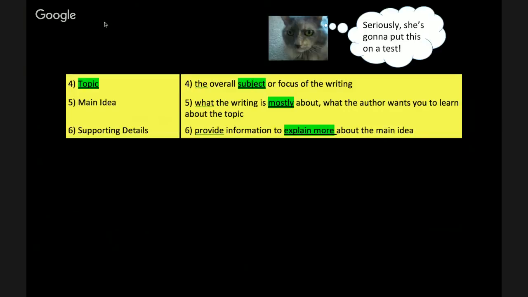You need to be sure and put a big star next to topic and main idea. Those are two different things. One is the subject, and then one is what is it mostly about? What's the author's focus in the writing about that topic?